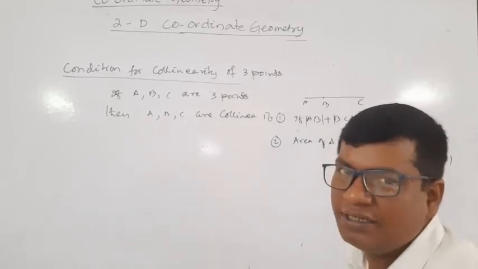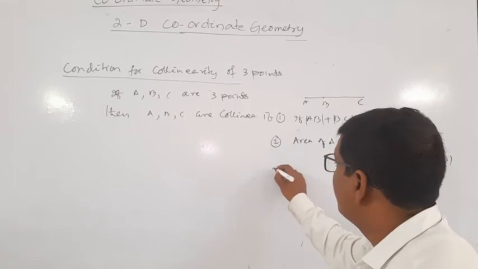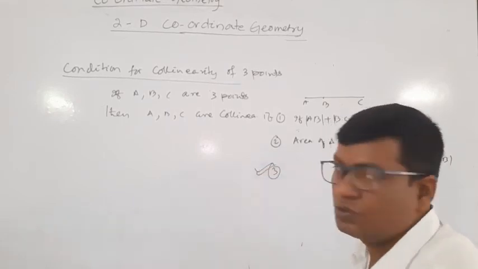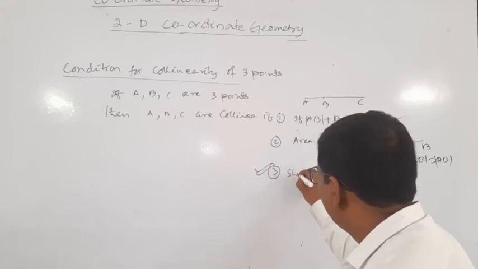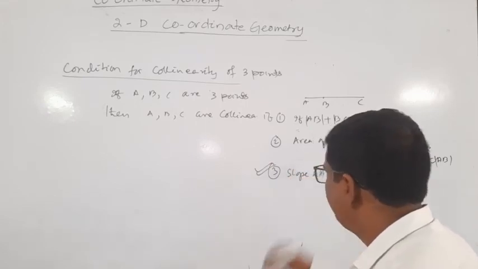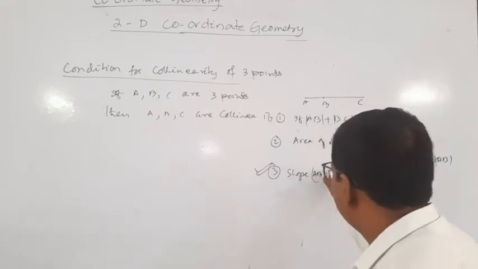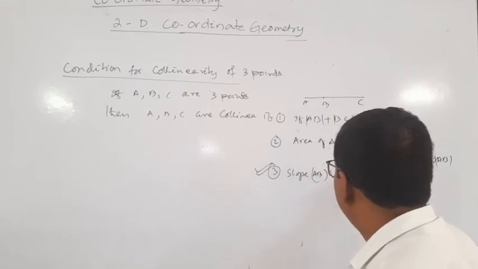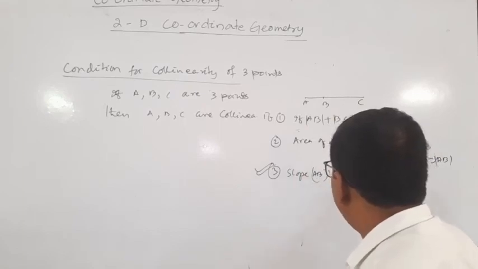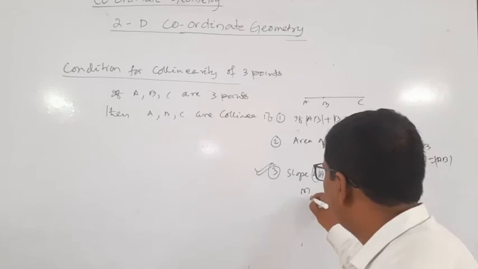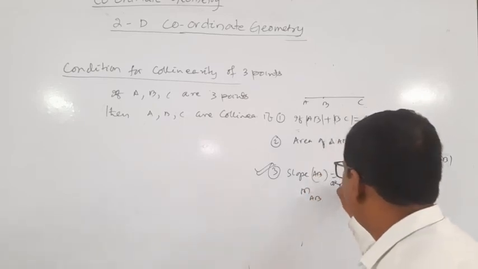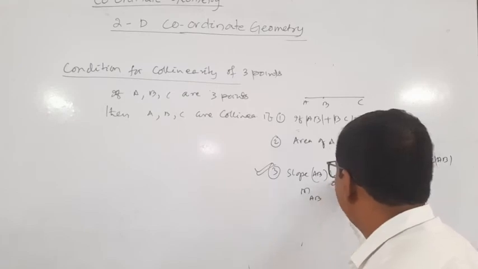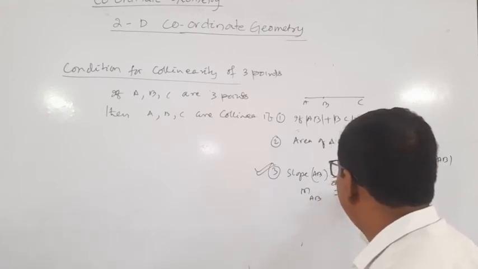Third method is the easy method, that is the slope method. Slope of AB is equal to slope of BC. You can write m_AB means slope of AB is equal to slope of BC.